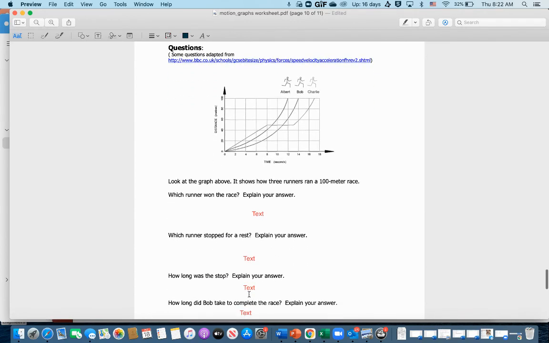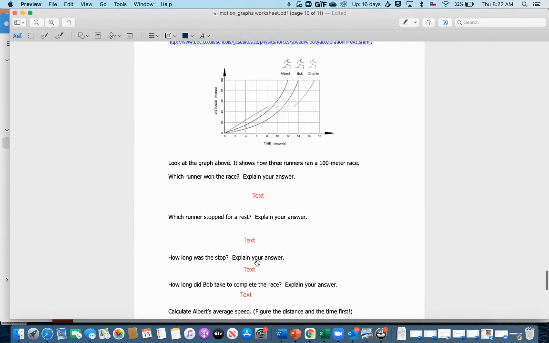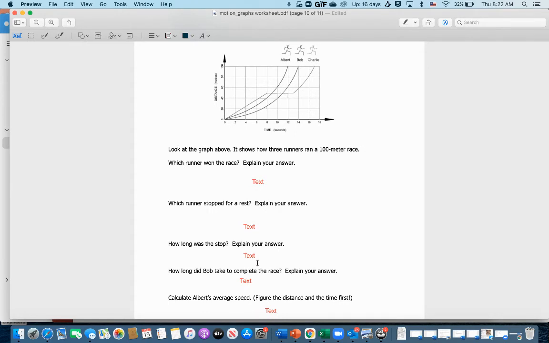All right, so now I've got a graph here with 3 different runners, and it wants us to evaluate what's going on in this graph. So now that we're really getting to the core of it, why we want to do this, graphs really help us understand real life examples of what's going on in the world. So this is a 100-meter race right here.